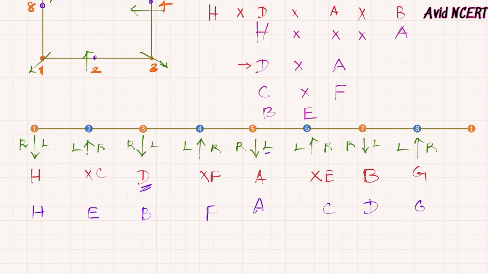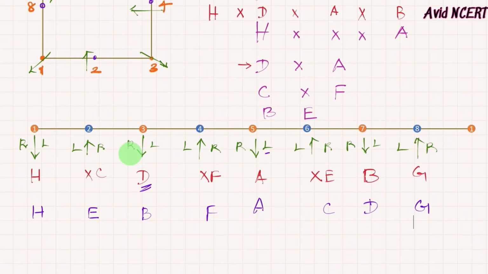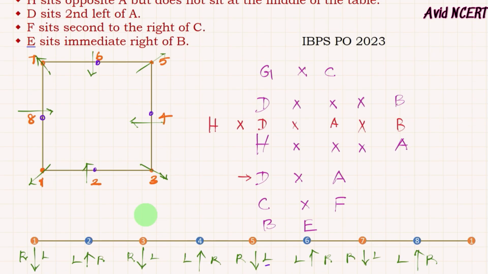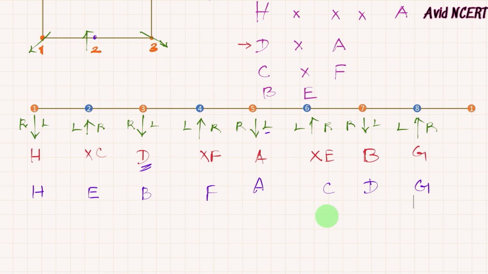So let's go through the clues again. So I'm going to go from the last this time. So E sits immediate right of B. So E sits immediate right. This side is right of B. That makes sense. F sits second to the right of C. Let's see. F sits second to the right of C. That doesn't satisfy. Since C is here, I want the F to the second right. This is the right of C. So I'm putting F here. Since F goes to G's place, G goes to F's place. So G goes here. The remaining will be there as it is, H.